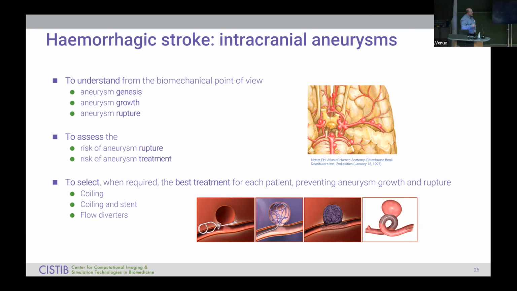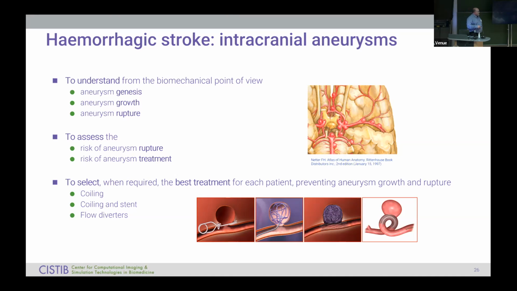It's not very clear why these aneurysms are generated, why they grow and why they rupture. And I'm not going to get into all of that, although we've done some work in that area. When you need to treat, there are different alternatives. The very old one is clipping. This is a surgical procedure where you literally open the skull and put a clip. As you can imagine, this is quite invasive, and it takes about a month to recover from it.